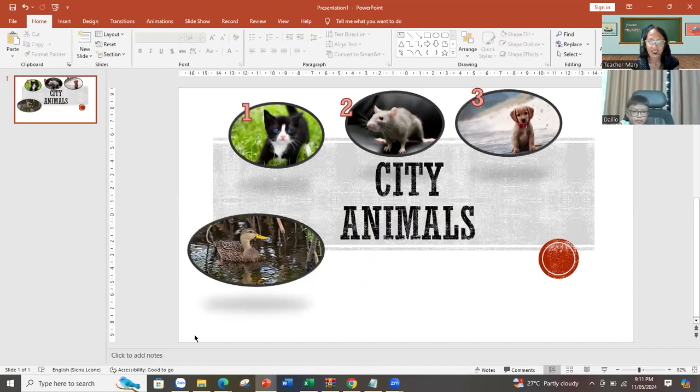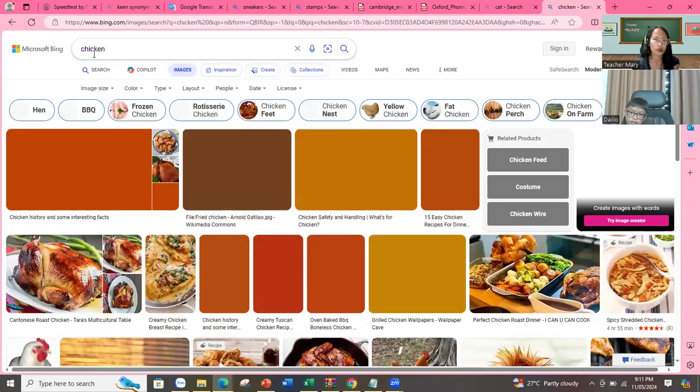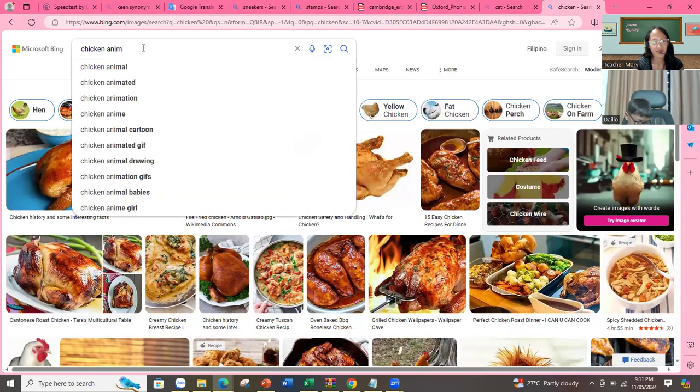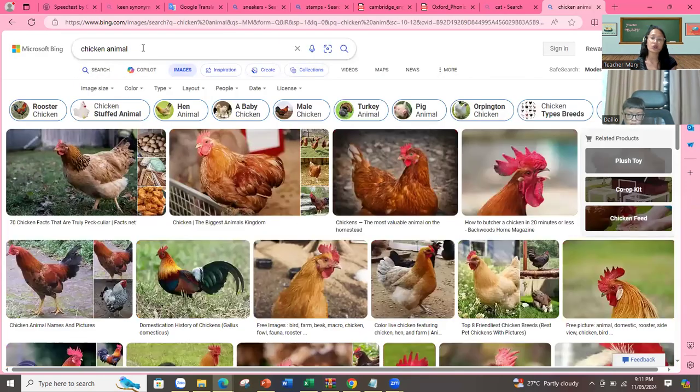Chicken. Chicken, really? There's a chicken in your city? Do you know rooster? No. Okay. Rooster is a boy or male chicken. We call that rooster, okay?